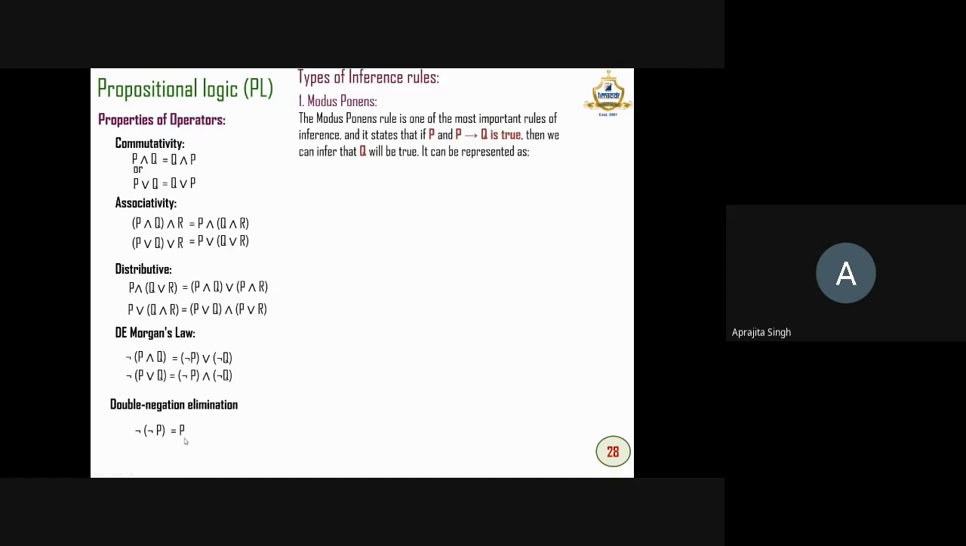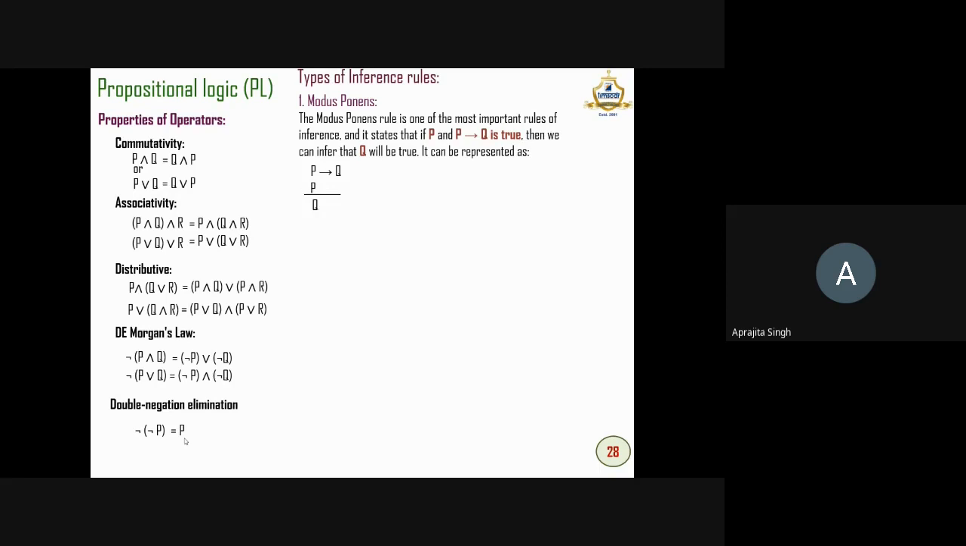So types of inference rules: there is something like the modus ponens rule, which is one of the most important rules for inference. It states that if P and P implies Q are true, then we can infer that Q will be true. Now this modus ponens rule is also called the law of detachment. It states that if P and P leads to Q is true, then we can infer that Q will also be true.